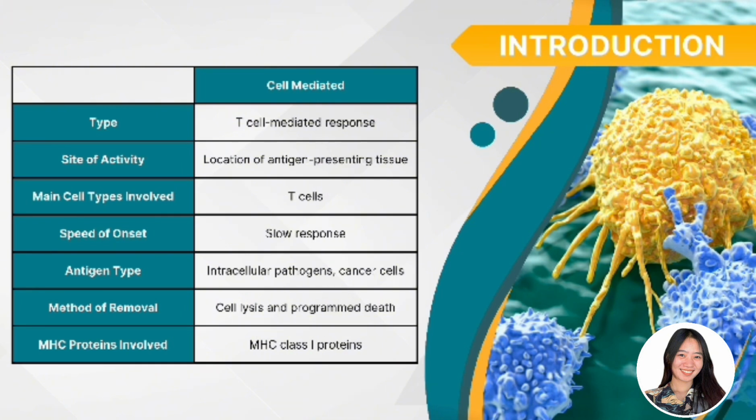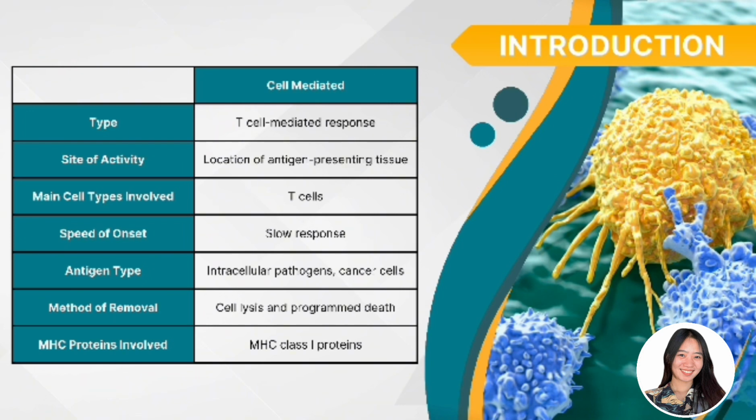Although the speed of onset is slow, and it may take a few days to develop as T cells need time to recognize the antigen, proliferate, and become activated, once activated, cell-mediated immunity can respond rapidly and efficiently to target and eliminate infected cells. The antigen types are intracellular pathogens, which are microorganisms such as viruses or certain bacteria that reside and replicate inside host cells, evading immune system detection and attacking mechanisms. The other one is cancer cells, which are abnormal cells that have undergone uncontrolled growth and have the potential to invade nearby tissues or spread to other parts of the body.